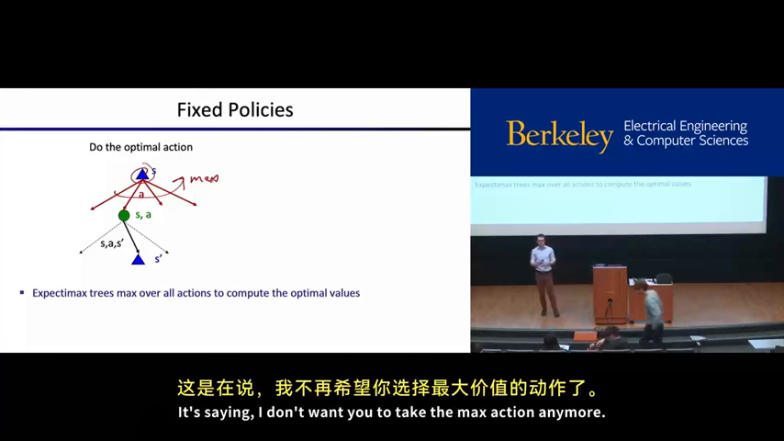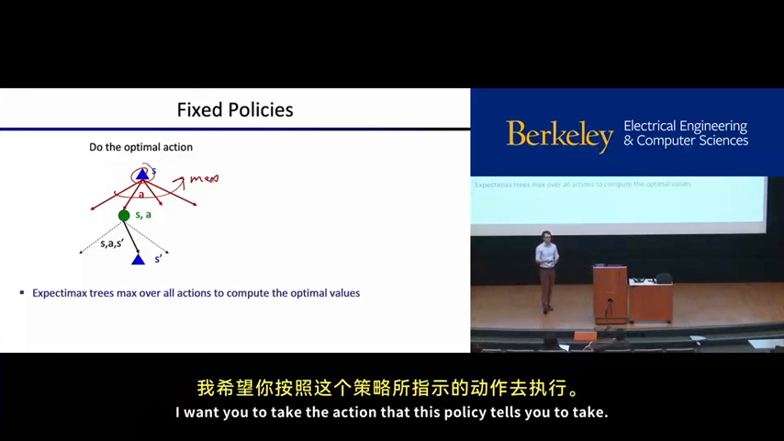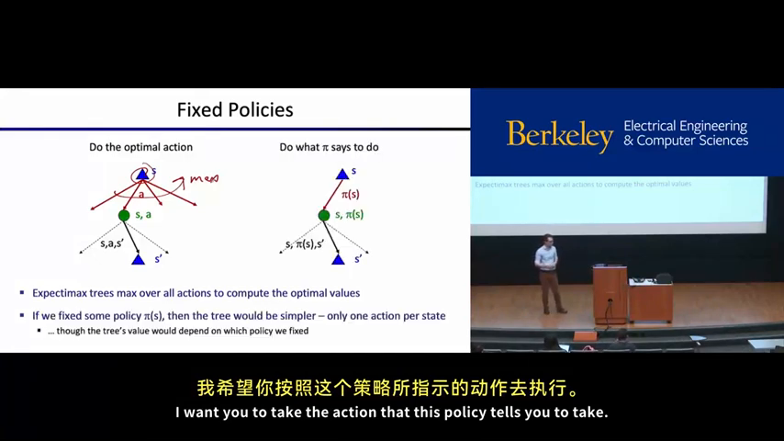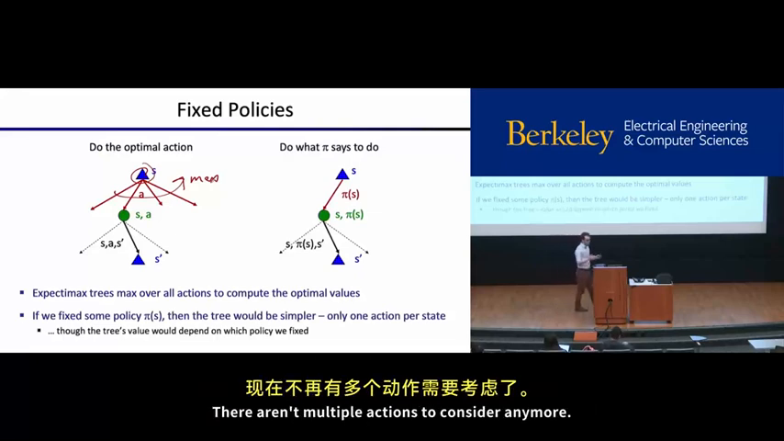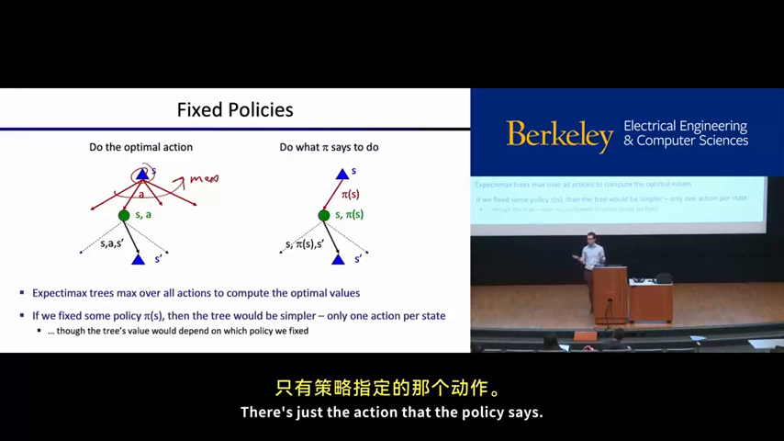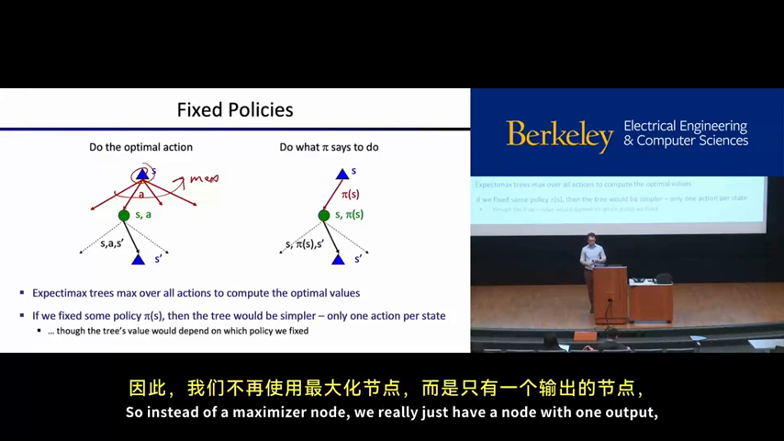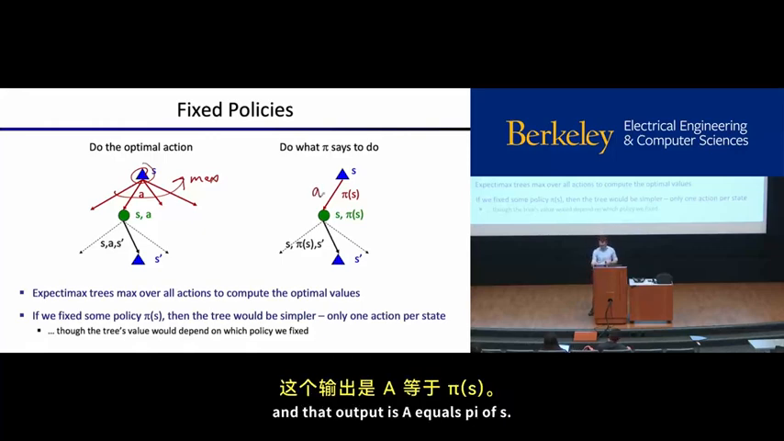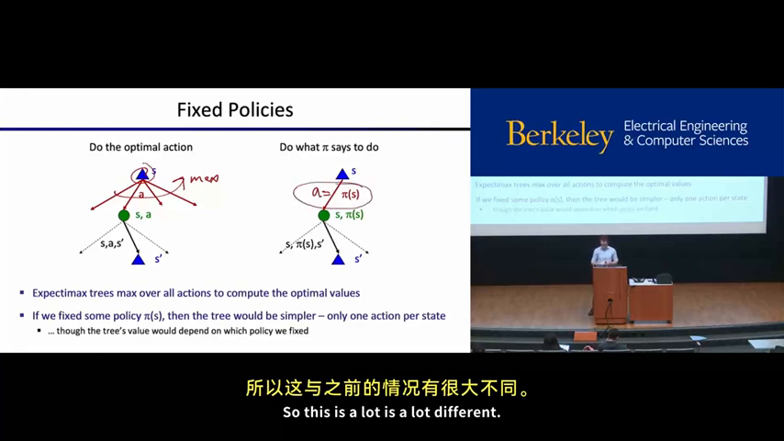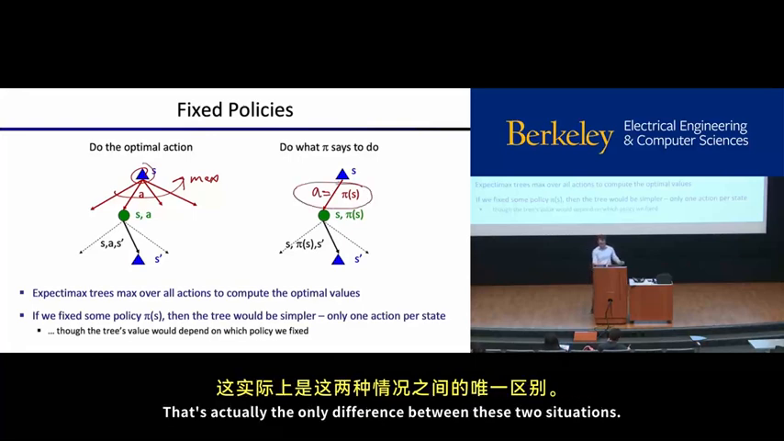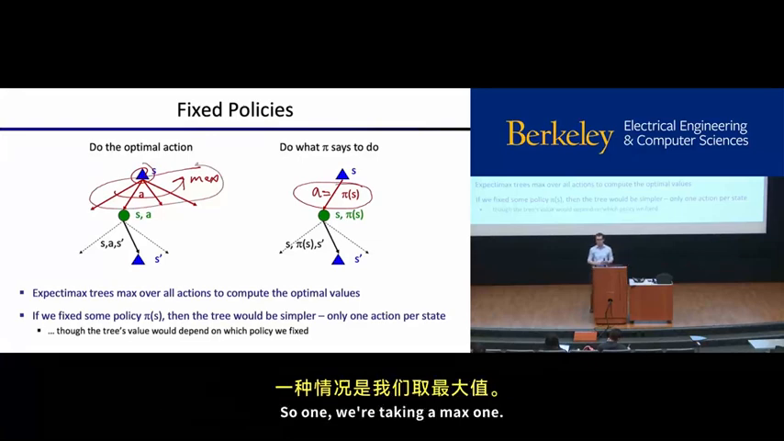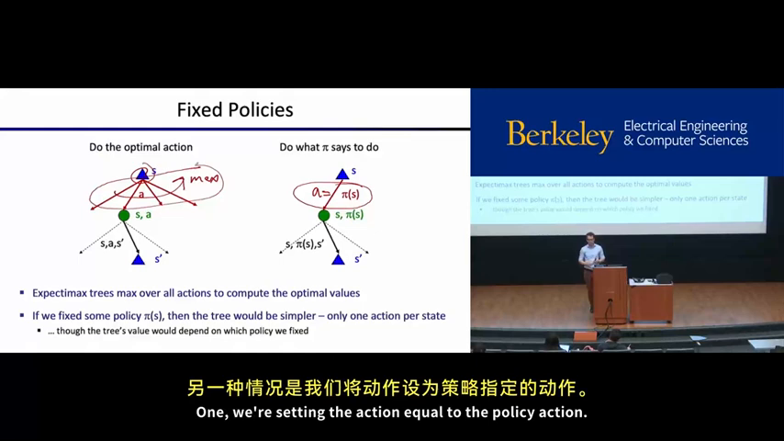It's saying, I don't want you to take the max action anymore. I want you to take the action that this policy tells you to take. So this situation is a little different. There aren't multiple actions to consider anymore. There's just the action that the policy says. So instead of a maximizer node, we really just have a node with one output, and that output is A equals pi of s. So this is a lot different. That's actually the only difference between these two situations. So one, we're taking a max. One, we're setting the action equal to the policy action.